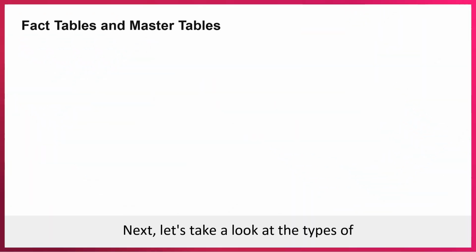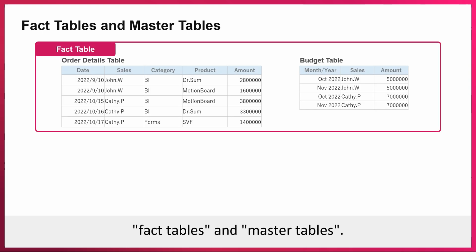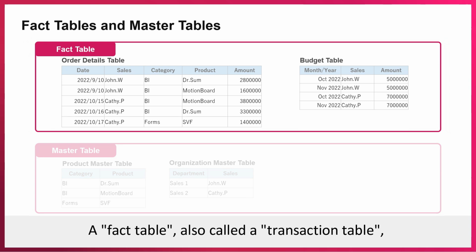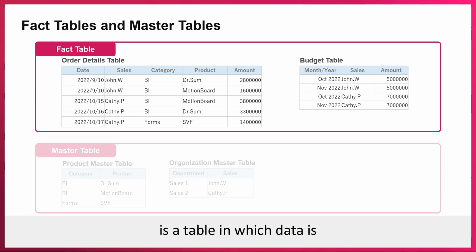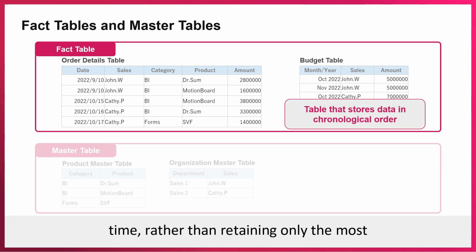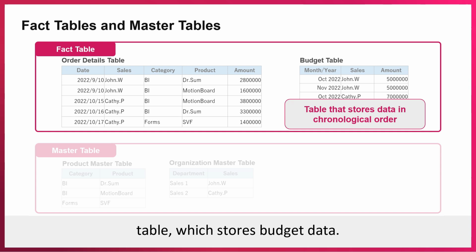Next, let's take a look at the types of tables. Tables can be categorized into two types based on the characteristics of the data: fact tables and master tables. A fact table, also called a transaction table, is a table in which data is frequently added and updated, and accumulates data on daily activity history. It is important to accumulate data over time, rather than retaining only the most recent data, so that you can analyze long-term developments and trends. Examples include the order details table, which stores sales data, and the budget table, which stores budget data.